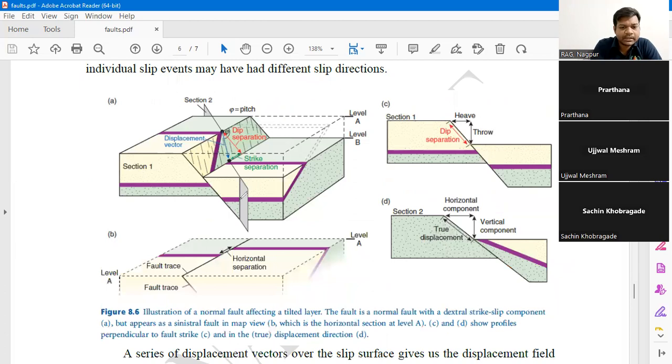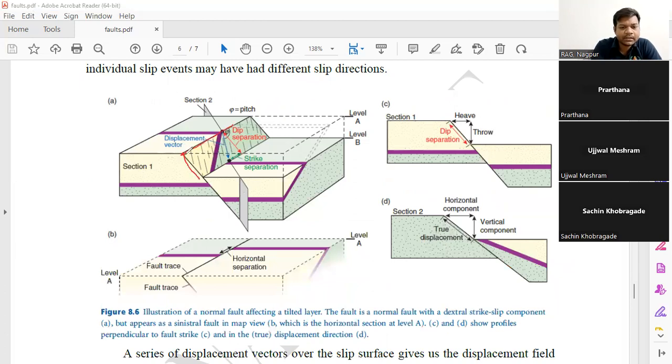Here you can see this is the fault plane along which there has been faulting. Now this line represents the displacement vector. On the fault plane, what we have is something called striations.